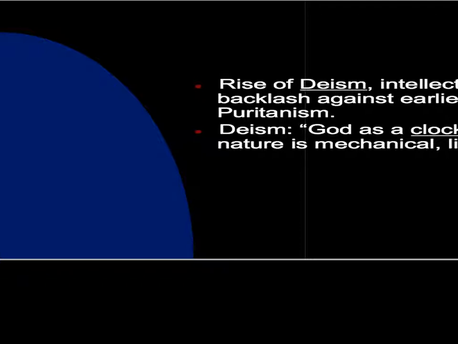This led to the rise of deism, which was an intellectual backlash against Puritanism. Basically, the main tenet of deism is that God was a creator, but a creator like a clockmaker. He put all the gears in place, started the clock, but then was hands off. So God does not interfere with his creation. He created it and left it alone to fend for itself.